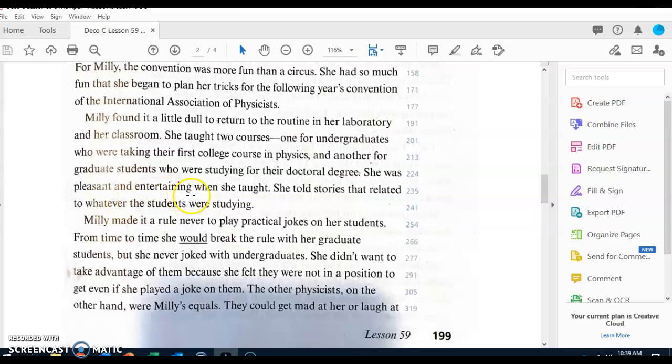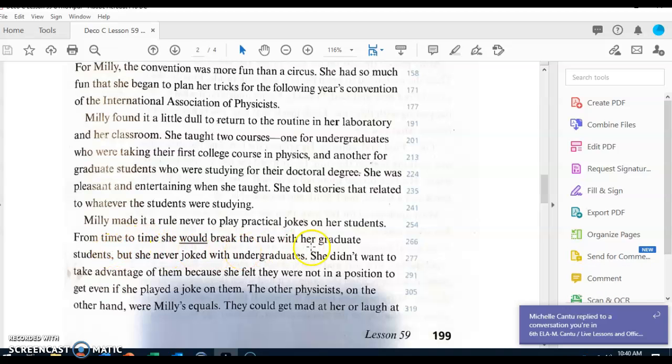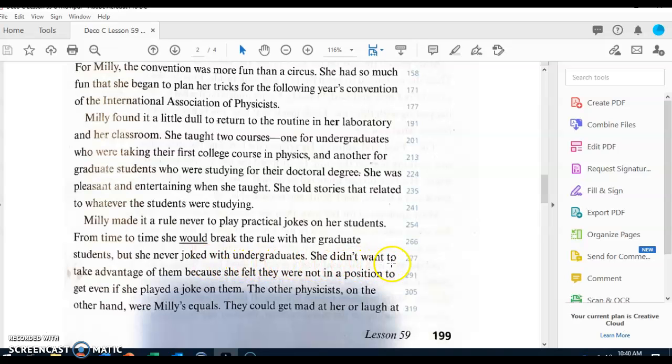She was pleasant and entertaining when she taught. She told stories that related to whatever the students were studying. Millie made a rule to never play practical jokes on her students. From time to time, she would break the rule with her graduate students, but she never joked with undergraduates. She didn't want to take advantage of them because she felt they were not in a position to get even if she played a joke on them.